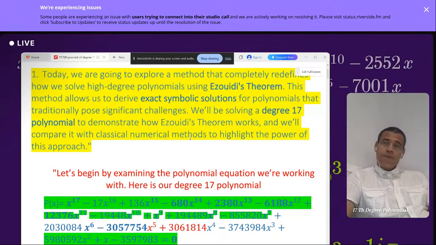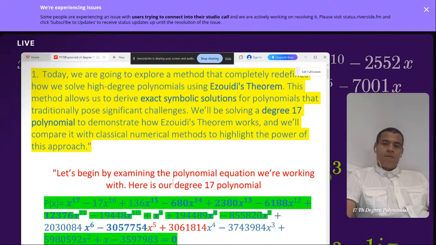And that's exactly what we're digging into today. We're exploring Ezouidi's theorem. It's quite a groundbreaking approach, potentially redefining what we thought was possible in this area. We've got some fascinating source material for this deep dive. There's a really detailed look at how the theorem handles a specific, challenging 17th degree polynomial. A 17th degree. Wow.